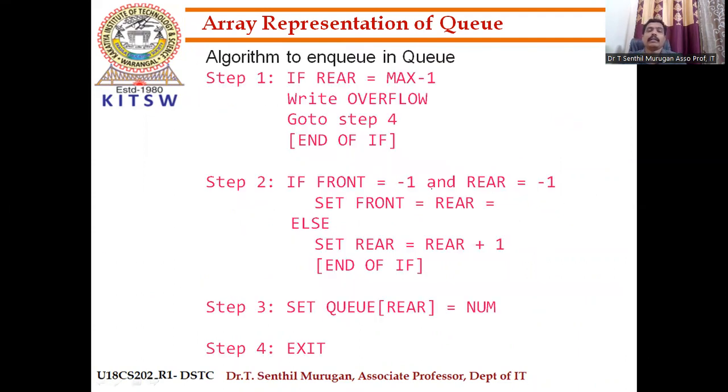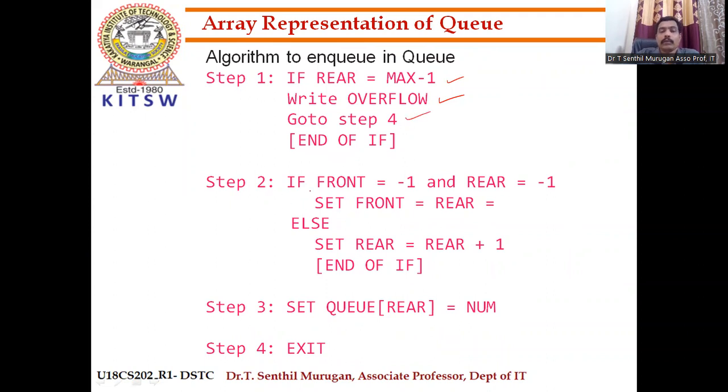So this is a simple algorithm. For the enqueue operation, what do we have to check? We have to check whether rear equals maximum minus 1. That means the entire queue, the entire array, is full. Then we can print overflow. Otherwise, after printing it, it will come out.